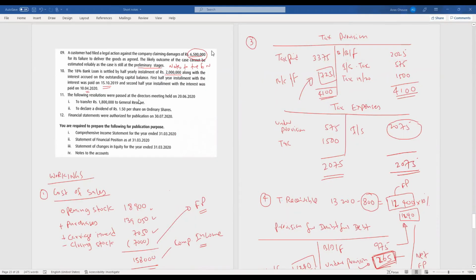The following resolutions were passed at the directors meeting held on 20th June 2020. What were the resolutions passed? To transfer 1.8 million to general reserve and to declare a dividend of 1.5 per share on ordinary shares. This is the declaration made on 20th June 2020. The financial statements were authorized for publication on 30th July 2020. Of these two items, the transfer will be adjusted in the equity statement. And since the dividend is a declaration, it will be shown in the notes to the financials.